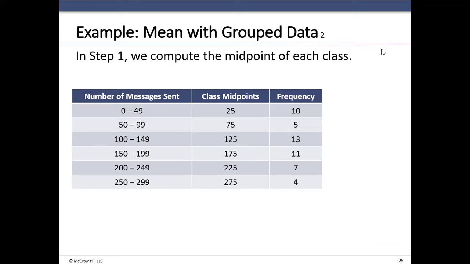Now I press the right cursor key after 275. After I have entered 275 in L1, press the right cursor key, which is on the top right of the calculator. And the cursor, the black rectangle, moves to the top line in L2, list 2, where I will enter the frequencies: 10, 5, 13, 11, 7, and 4. Again, midpoints in L1, frequency in L2.